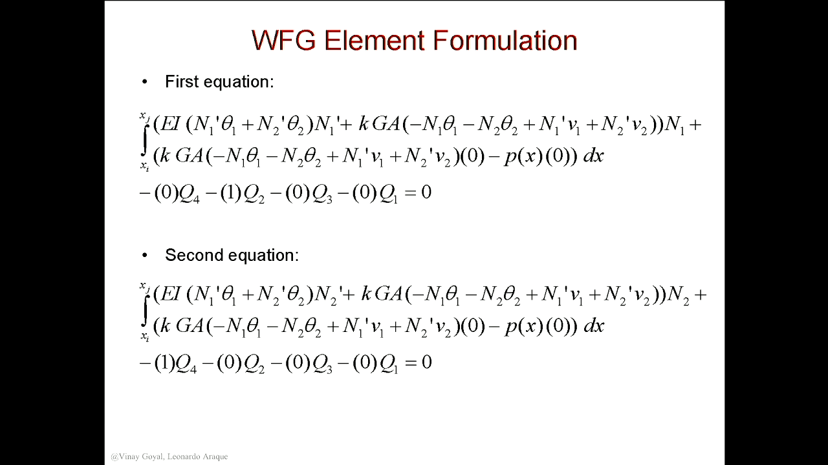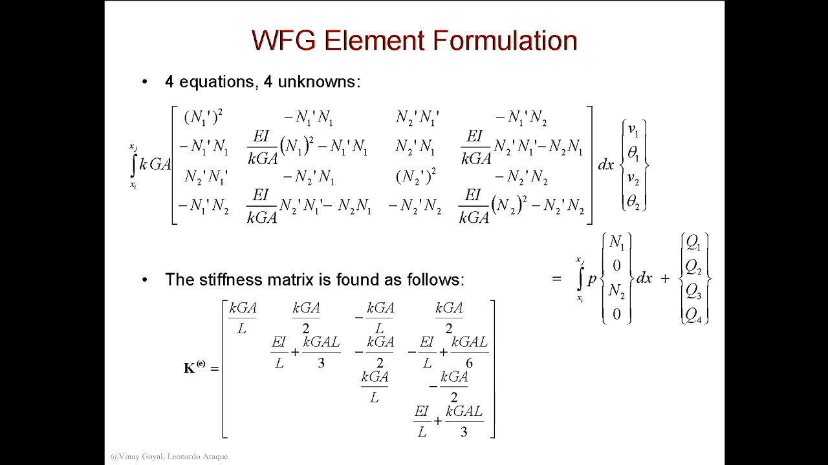Okay. All right. So four equations, four unknowns for one element. What happens? This is a good final exam oral question. What happens when I invert this?